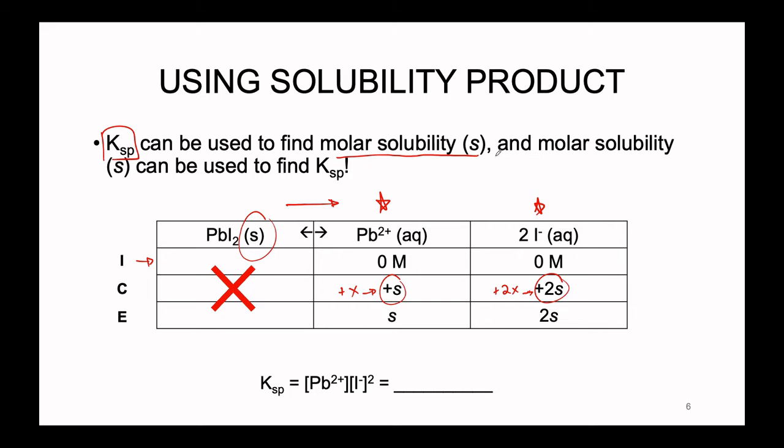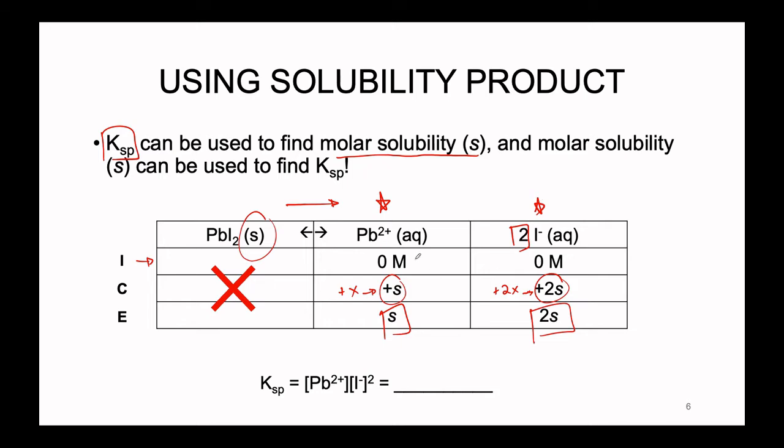So in order to use Ksp to find molar solubility, all we need to do then is acknowledge that at equilibrium, again, assuming we didn't have any of these ions in solution to start with, we will now have s molarity for our lead 2+, and 2s molarity for our iodide. And again, this 2 is coming from the fact that our iodide has a stoichiometric coefficient of 2 in front of it.